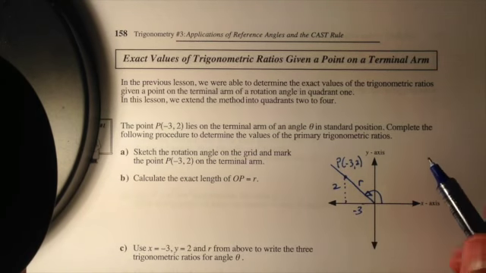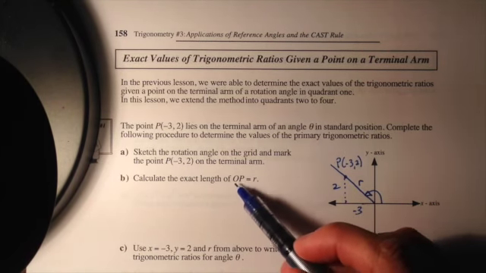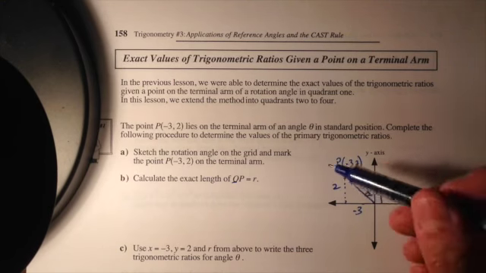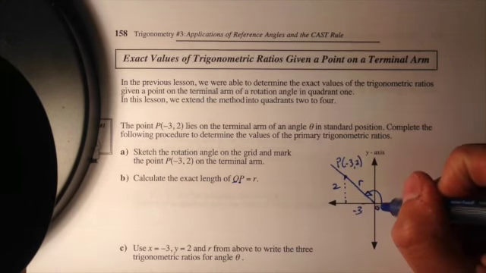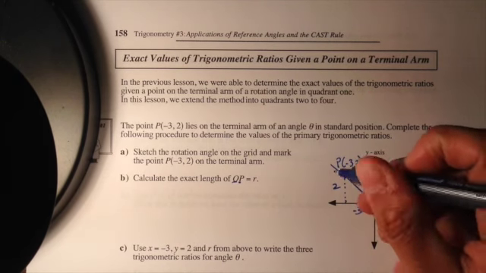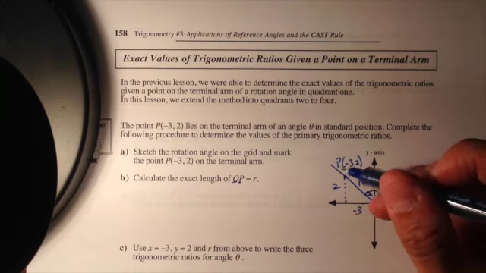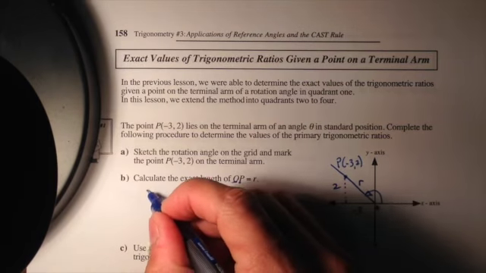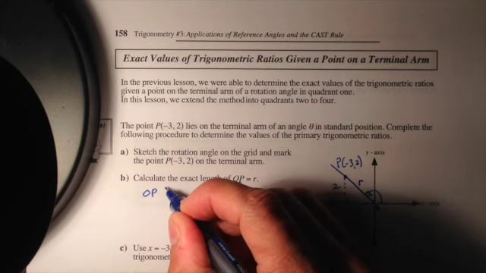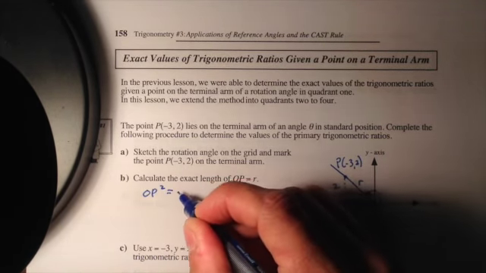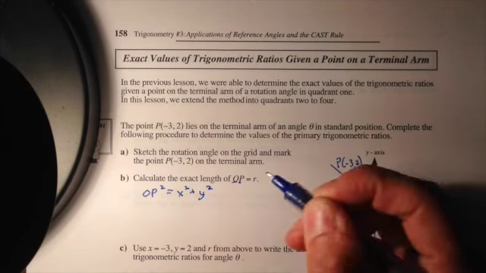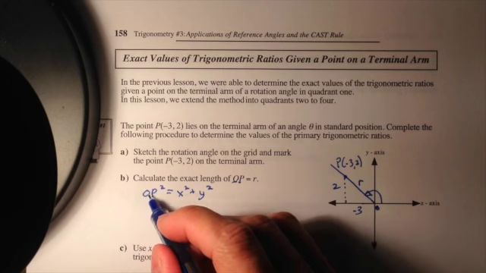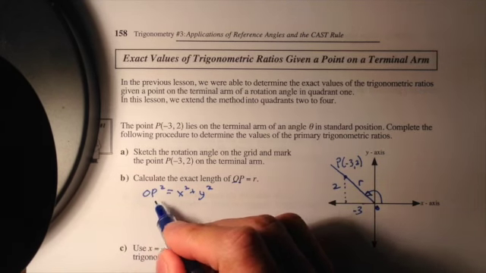Calculate the exact length of OP, equal to r. O stands for the origin, and P is just our point (-3, 2). So we're actually going from here to here, and we want to know what that exact length of r is going to be. We know that OP squared is going to be equal to x squared plus y squared. In this situation, OP is equal to r.